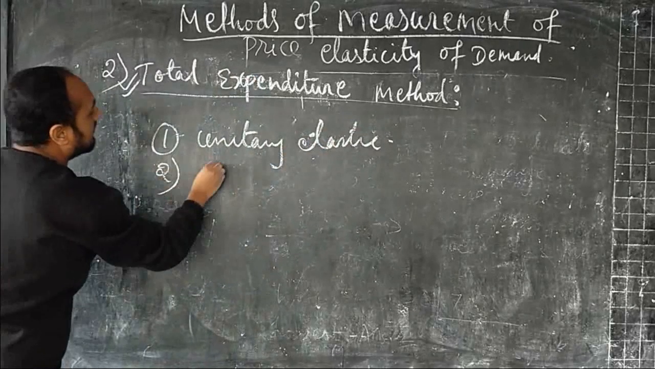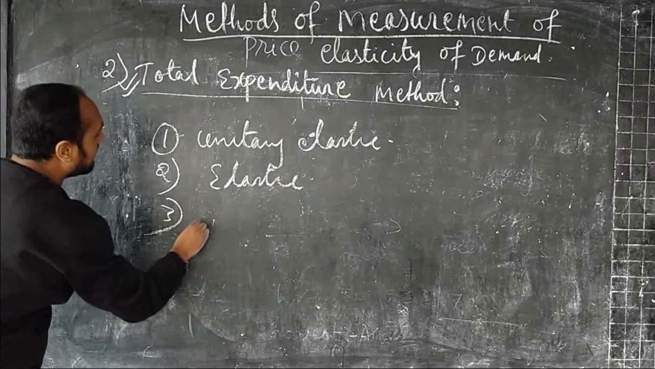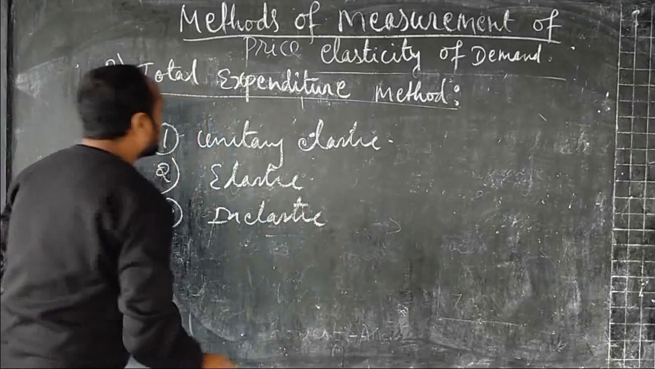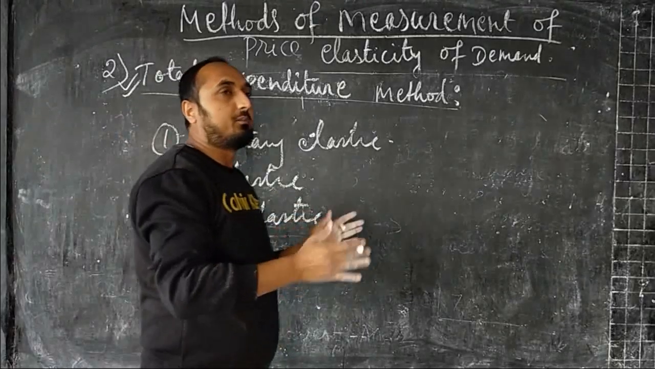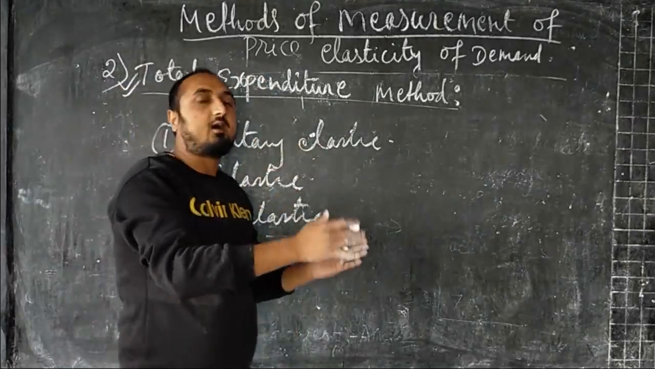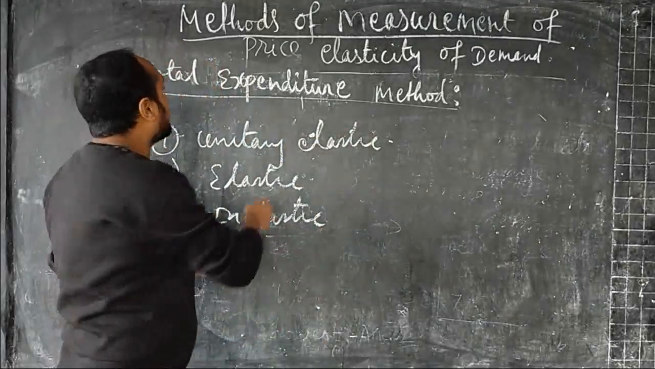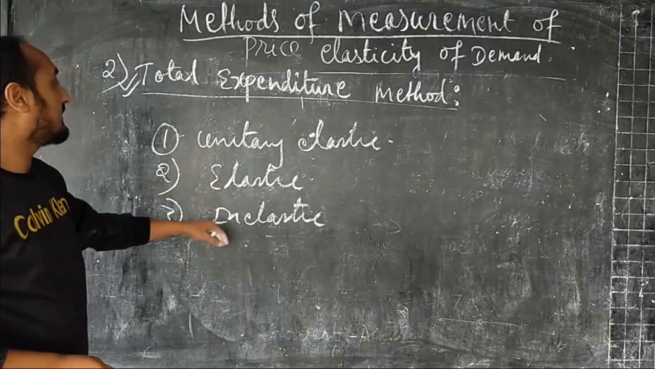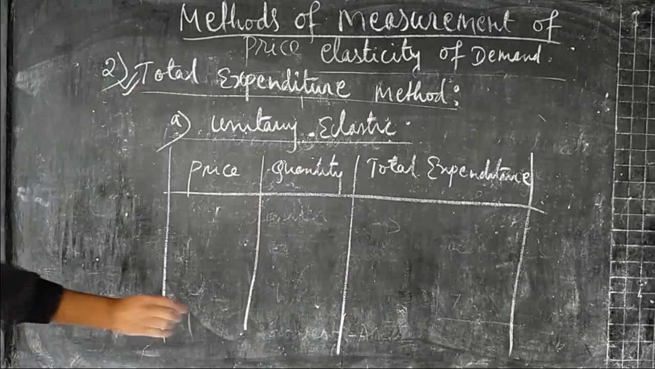Number two, elastic, and number three, inelastic. So depending on the total expenditure, when we compare the total expenditure before changing the price and after changing the price, then we'll be able to know whether the demand is unitary elastic, elastic or inelastic in the case of total expenditure method.